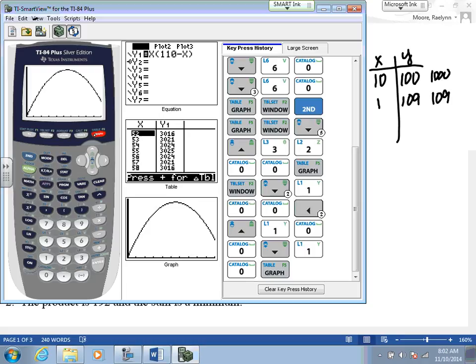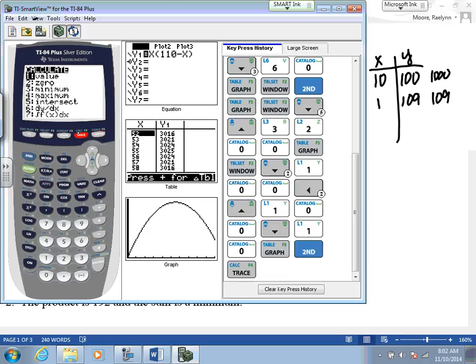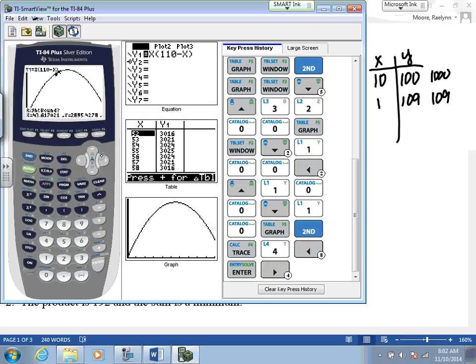How do you find your maximum? No, how would you find it on your calculator? Second trace, good. Find your maximum. Number 4. So go to the left. Go to the right. And guess.